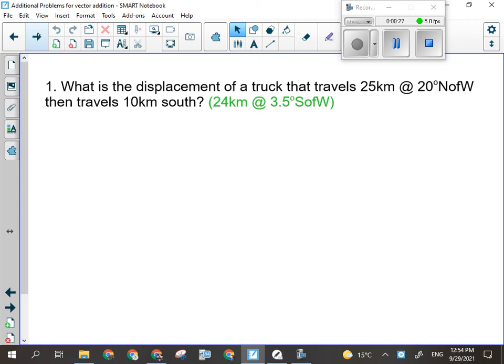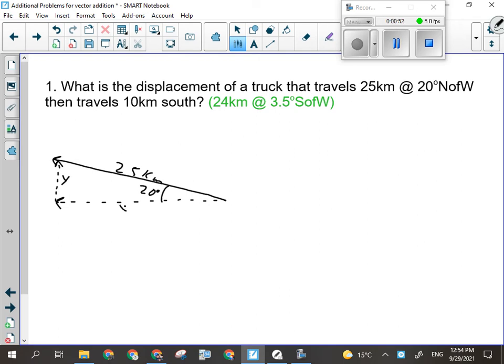Okay, so let's just quickly look at the diagram for 1 here. Our first line is 25 kilometers at 20 degrees north of west. So there's my reference line, west, and I'm going to go 20 degrees north of that, which is a pretty shallow triangle like so. This is 25 kilometers long. This is 20 degrees. This will be the y component and the x component of the black line.